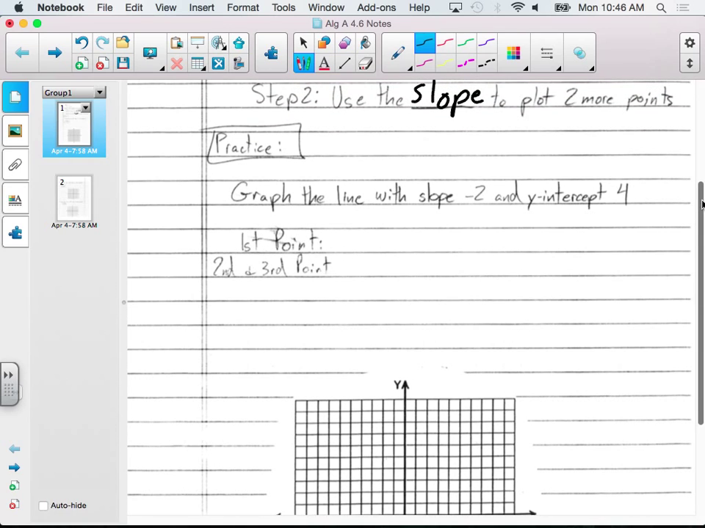So, this first practice problem says graph a line with slope -2 and a y-intercept of 4. So our first step is to graph the y-intercept, right? So what is our ordered pair if our y-intercept is 4? 0, -2? Because it wants the y-intercept. The y-intercept's 4. Oh, 0, 4. Yep.